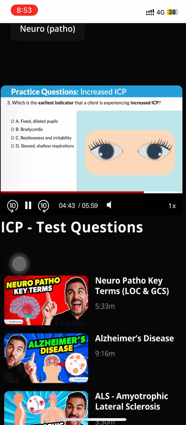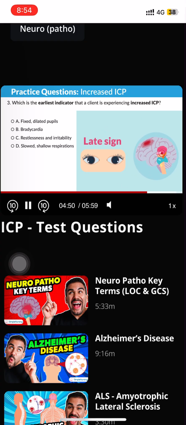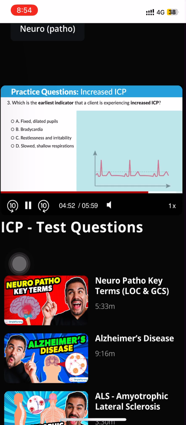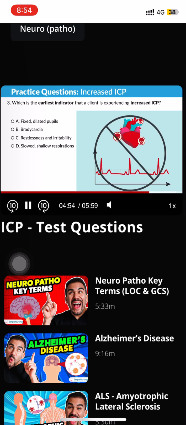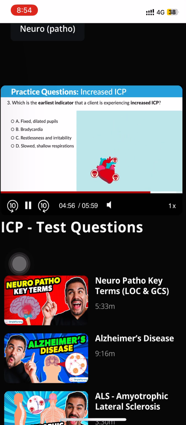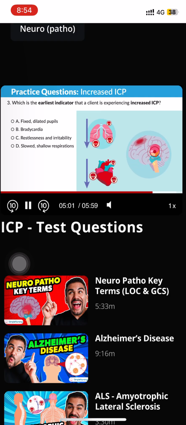Option A, fixed dilated pupils. No, this is incorrect. This is a late sign, indicating the brainstem is being crushed. Now, option B, bradycardia. This is also incorrect because, once again, it is one of the biggest indicators of Cushing triad, where the brainstem is being crushed. This is a late sign.